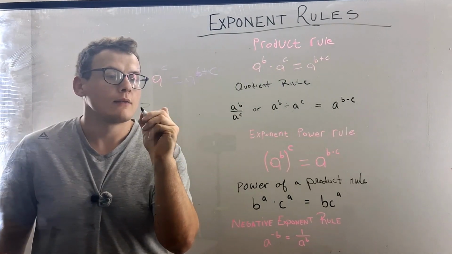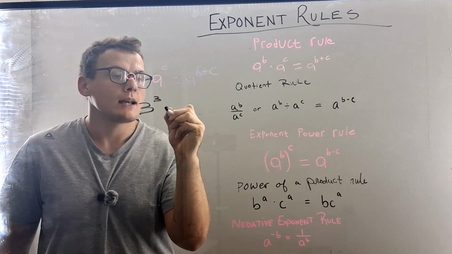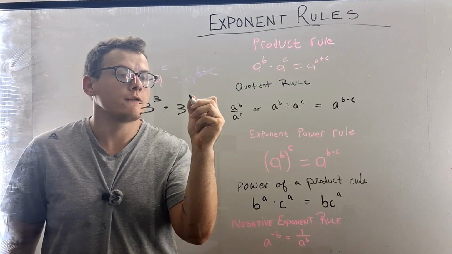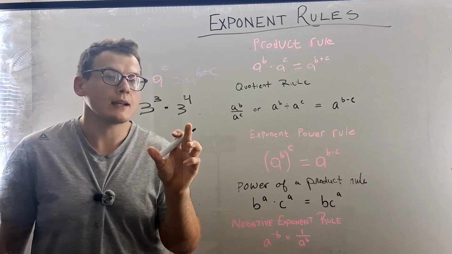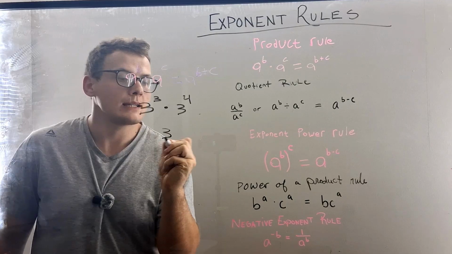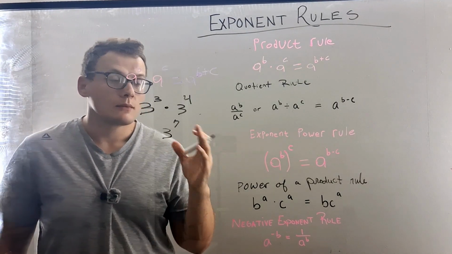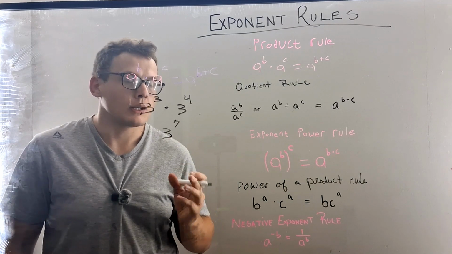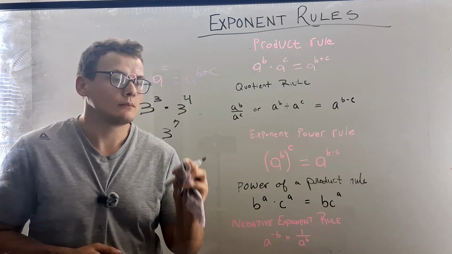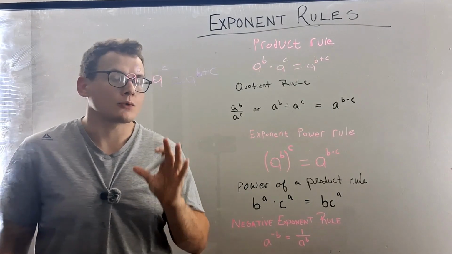So if we had 3 to the third times 3 to the fourth, take a second and do that problem. Okay, that would be 3 to the seventh. That's 3 multiplied by 3 7 times. Okay, that is the product rule.